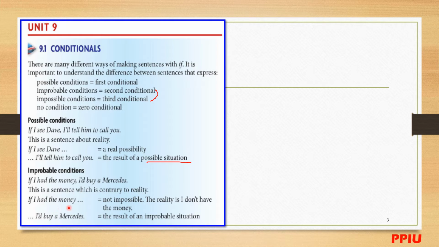If I had the money means not impossible. The reality is I don't have the money now. Right now I just keep talking, but actually in my pocket I don't have much money to buy the Mercedes. I'd buy a Mercedes is the result of an improbable situation. It is the result of something not possible, we can say not possible to happen.